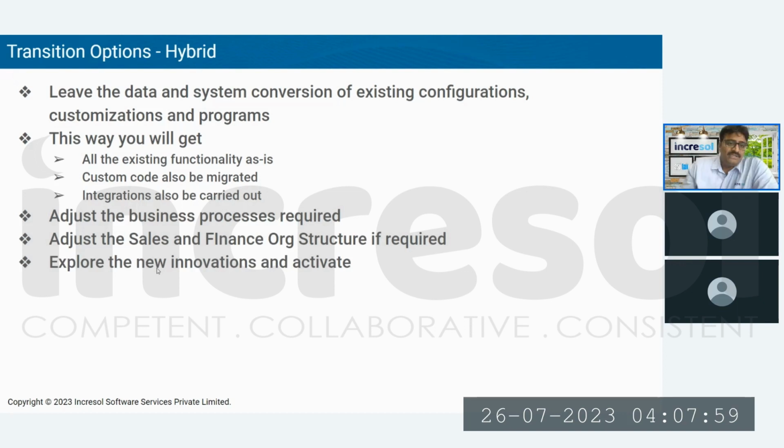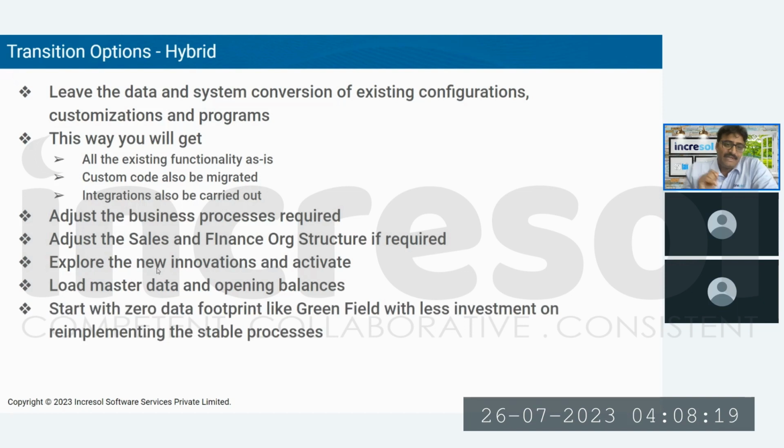So explore the new innovations and activate. You have the freedom to explore whatever the best options available, and start activating. It's like a greenfield. All the greenfield advantage you are going to get here. But best practice adaptation may not be there, but you can evaluate process by process, and wherever required you can adapt to the best practice activations. And you can load the master data and opening balances, and start with a zero data footprint like greenfield with less investment on re-implementing the stable process. You are getting the budgetary advantage as well as the timeline advantages by carrying a few old things like the core setup, and you move further.